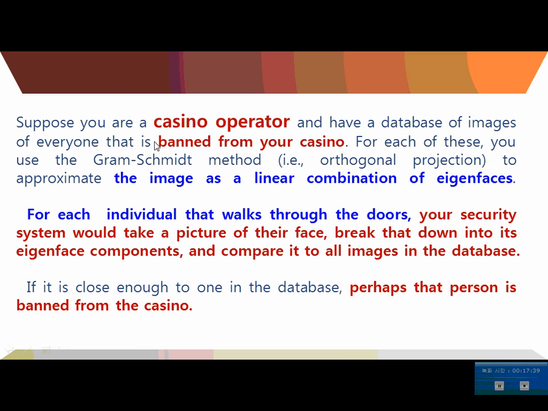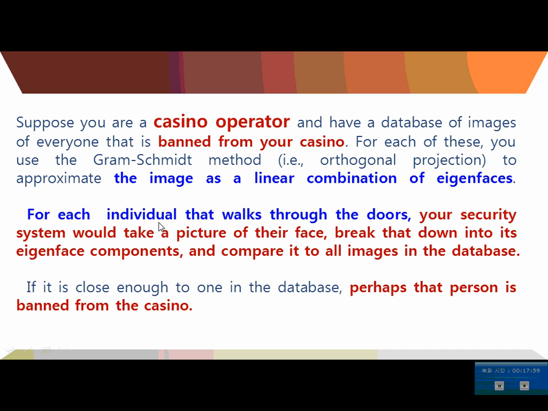Okay, so how can we use it? Suppose you are a casino operator and have a database of images of everyone that is banned from your casino. For each of these, you use the Gram-Schmidt method to approximate the image as a linear combination of eigenfaces.